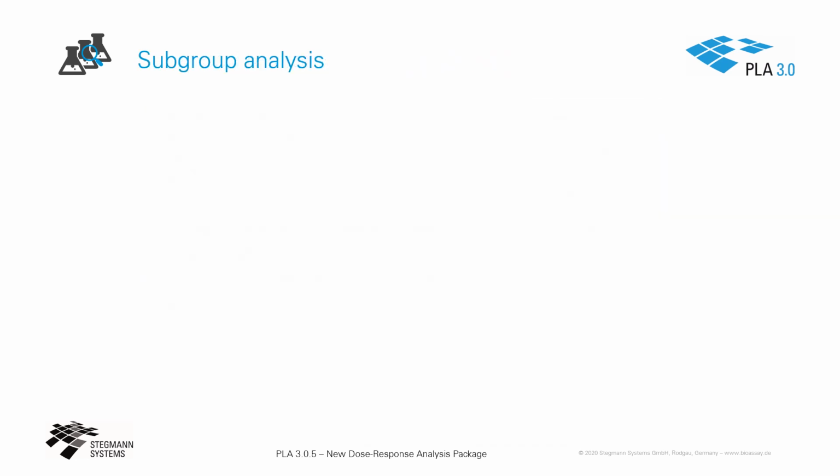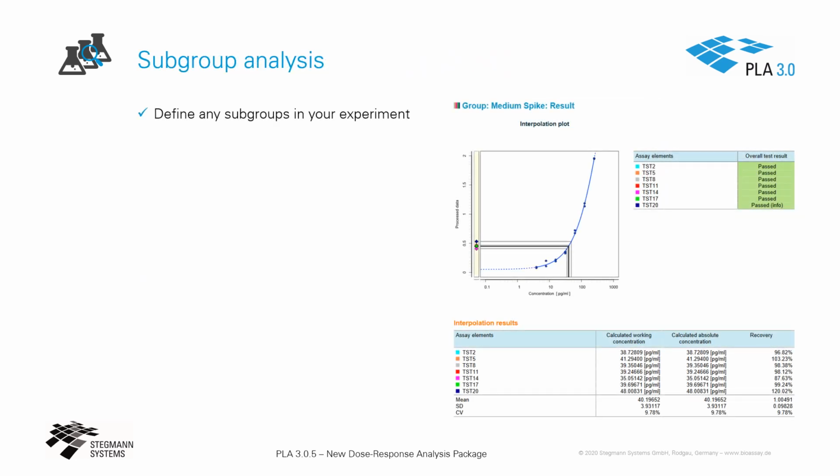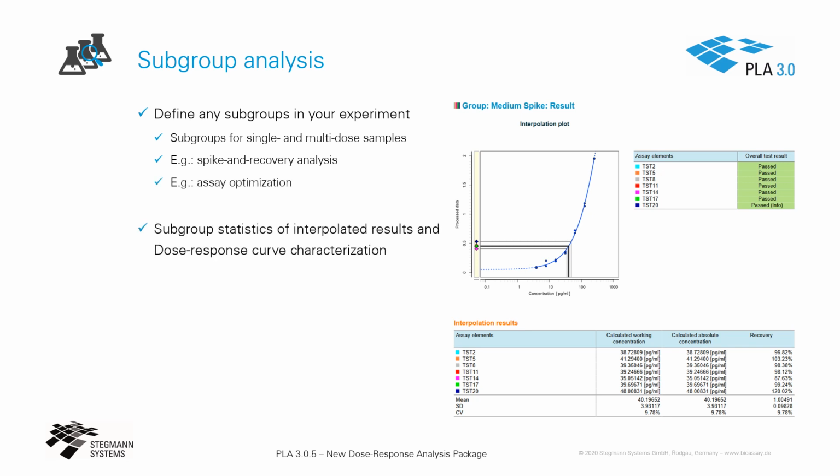With the new package, you can define analysis subgroups suitable to your experiment. Subgroups are available for both single and multi-dose samples. Use this feature, for example, to group samples in spike and recovery analysis or assay optimization. Statistics for interpolated results and dose-response curve characterization include averages, standard deviations, coefficients of variation, and recovery rates. Visualize results in overlay plots.